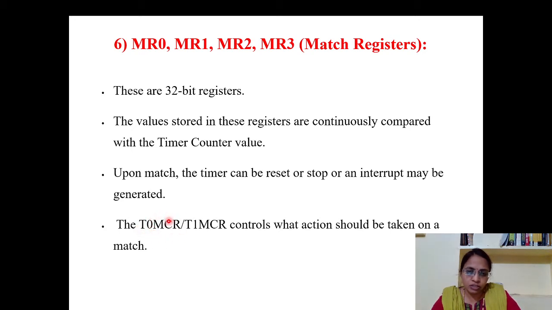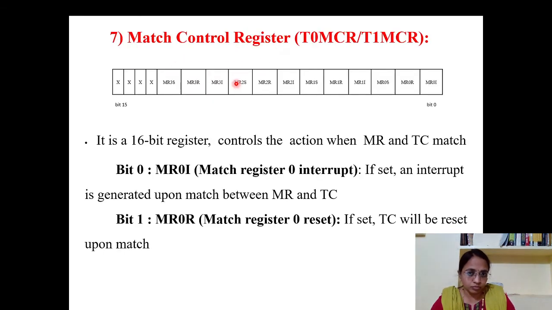So match control register of timer 0 or match control register of timer 1 may control these 4 match registers. So next we will see what this match control register is. Okay, as you can see, it is a 16-bit register, and here the first 3 bits correspond to match register 0, the next 3 bits correspond to match register 1, these bits correspond to match register 2, and these bits correspond to match register 3.